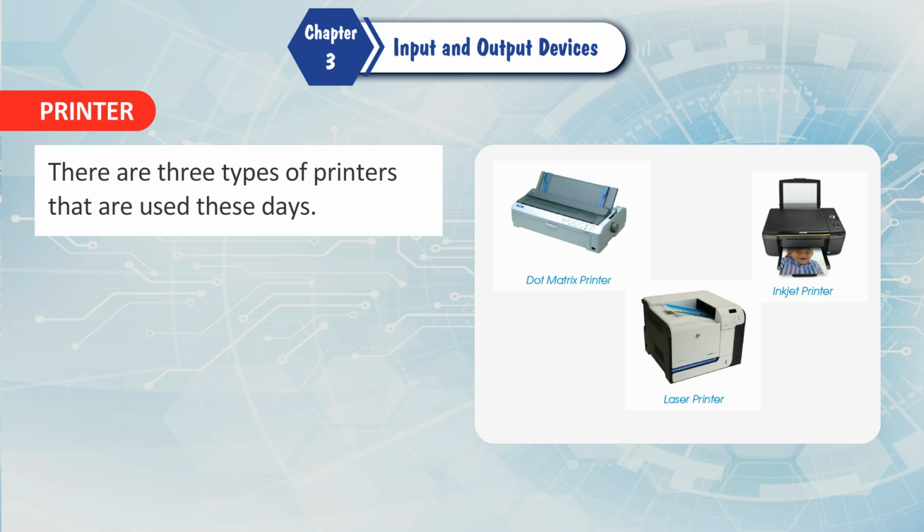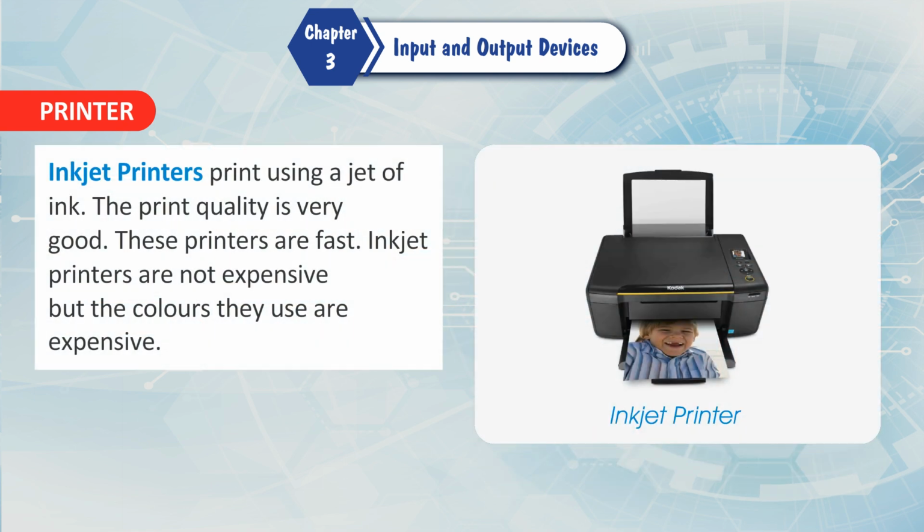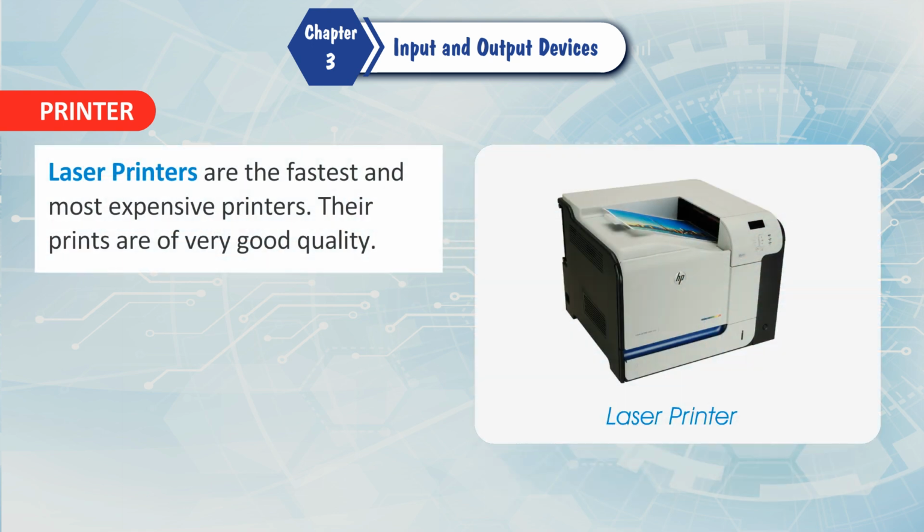There are three types of printers that are used these days: Dot matrix printers are cheap and noisy printers. They print letters in dotted form. They are not very fast. Inkjet printers print using a jet of ink. The print quality is very good. These printers are fast. Inkjet printers are not very expensive, but the colors they use are expensive. Laser printers are the fastest and most expensive printers. Their prints are of very good quality.